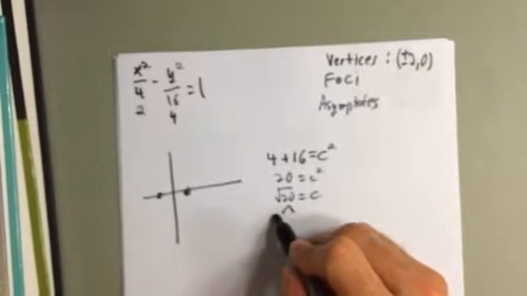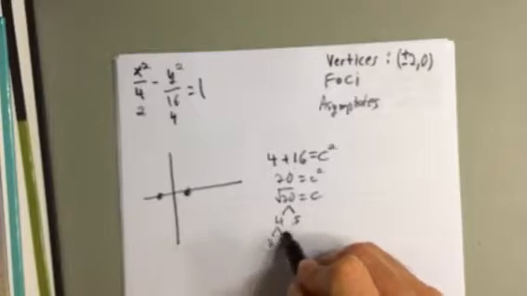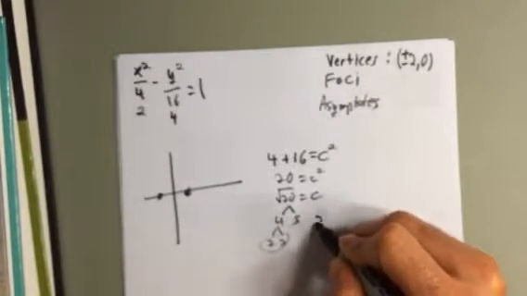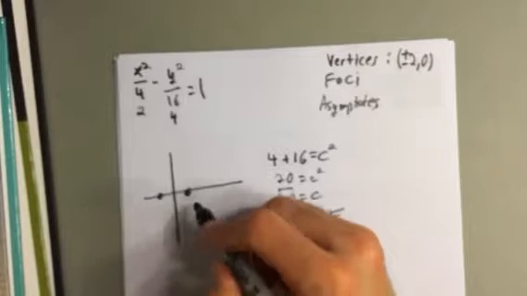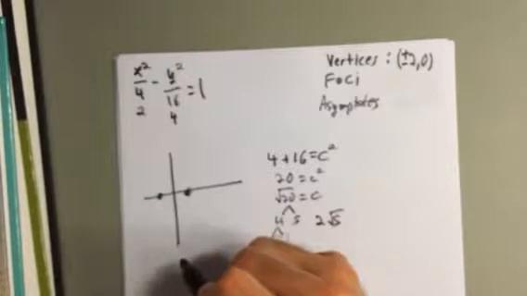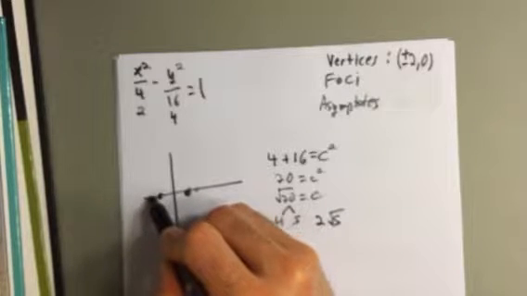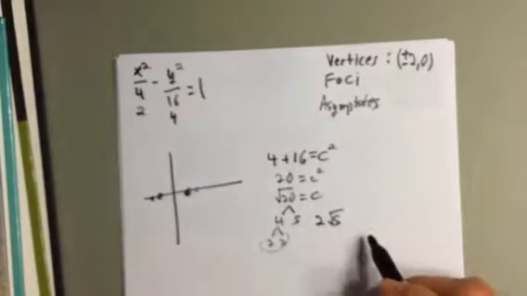20 can be simplified as 4 times 5, and 4 is 2 times 2. So the 2's can be paired up, and the 5 gets left behind. So 2 root 5 is the focus distance, the distance between the center and the focus. Okay, so we know the focus is somewhere on the inside of each of these, so we'll just kind of put it in there, and we'll put it in over here.